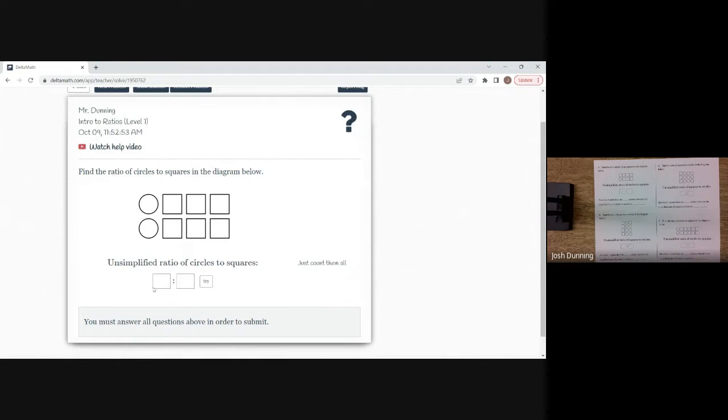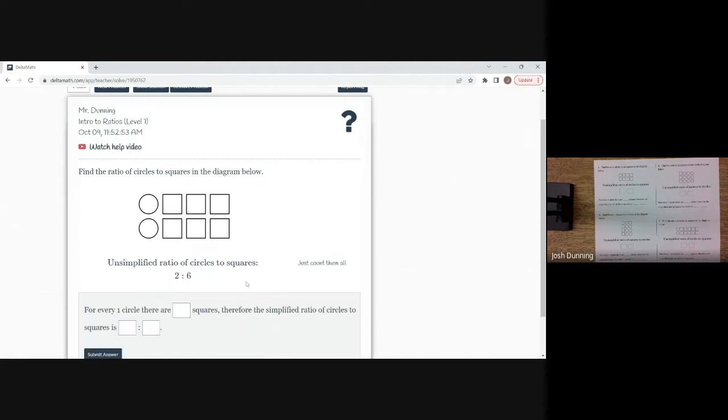So we got 2 circles. It wants circles first. 1, 2 circles. And then there are 6 squares. And if you get that right, if you count them right and put them in the right place, it drops this down. For every 1 circle. Okay, so what we need to do is simplify this.